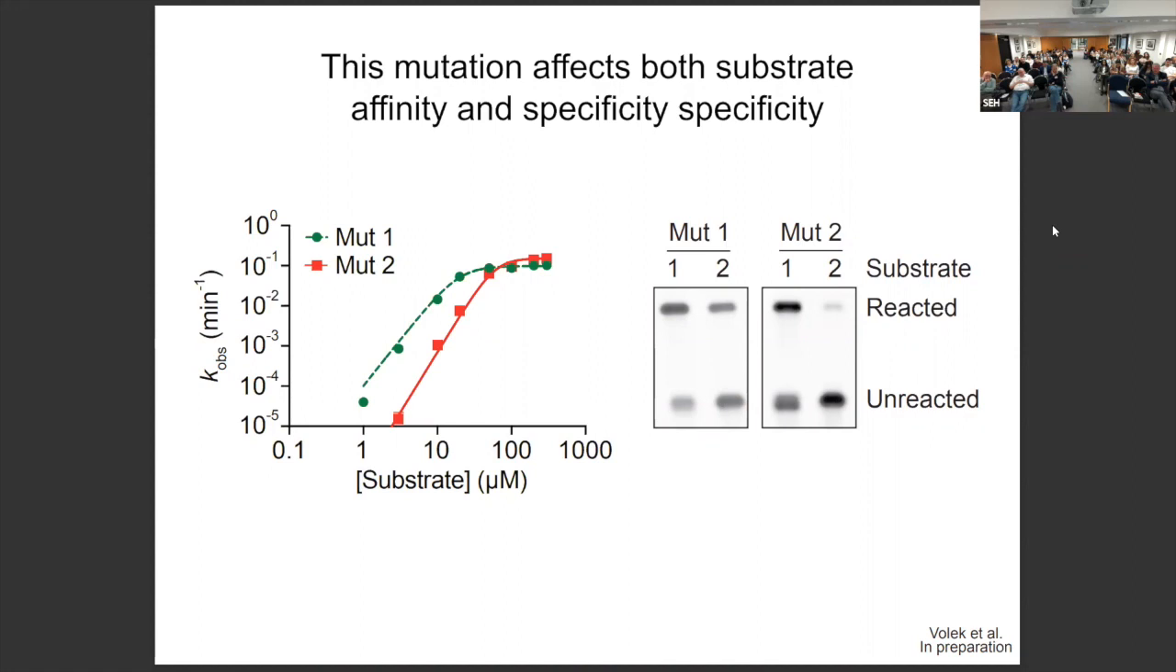So this suggested that maybe this mutation was in the substrate binding pocket. And we did an independent experiment to investigate this. So we challenged these 2 deoxyribozymes with 2 substrates and found that in the first case, the deoxyribozyme used both substrates, but in the second case, it only used one of them. So this is an example of the sort of information we can obtain from this kind of experiment.